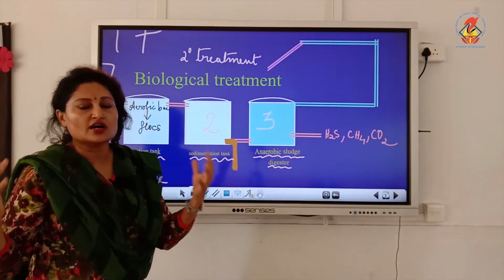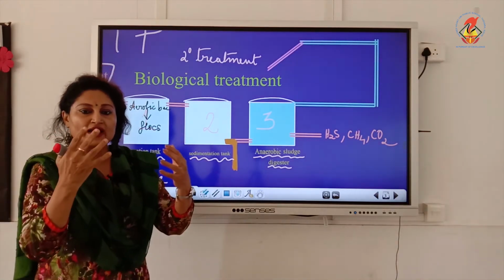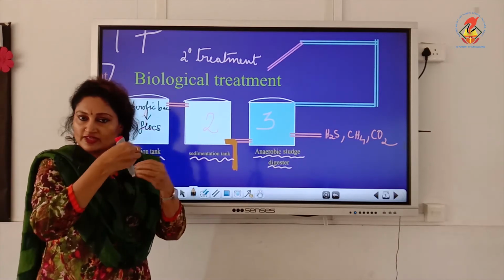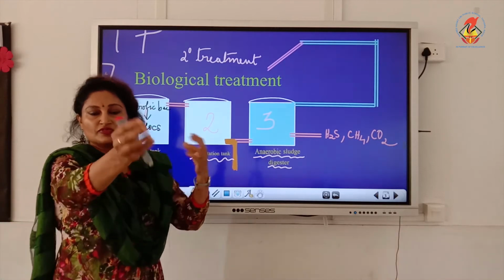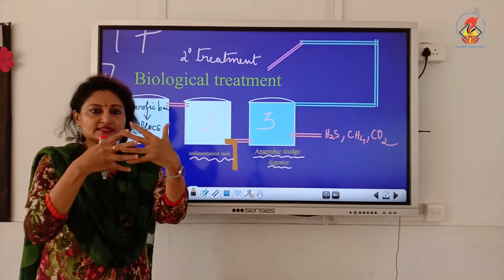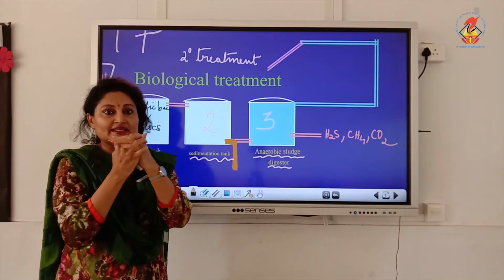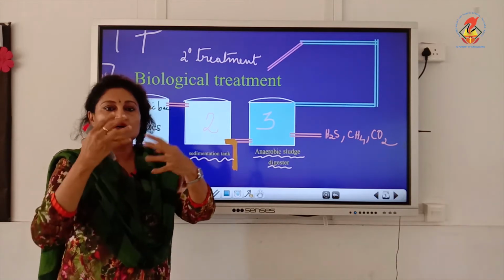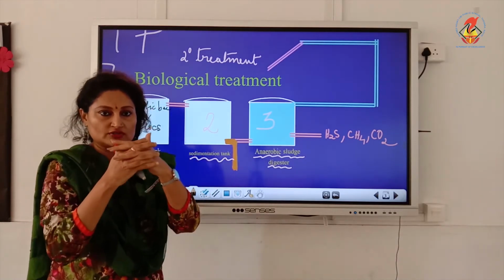What are flocks? Flocks are aerobic bacteria entangled with fungal filaments. We know fungus; we have learned the structure of fungus. It has filaments called the hypha and the mycelium. So this mass of threads should be entangled with the bacteria. That entangled mass of fungal filaments with bacteria is known as flocks. I hope you have understood.